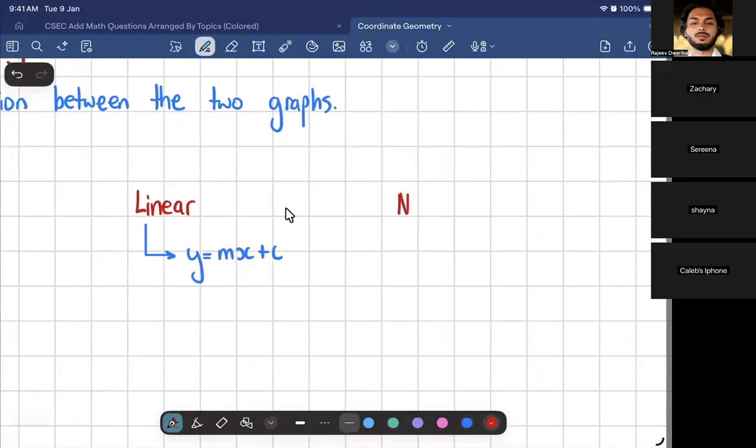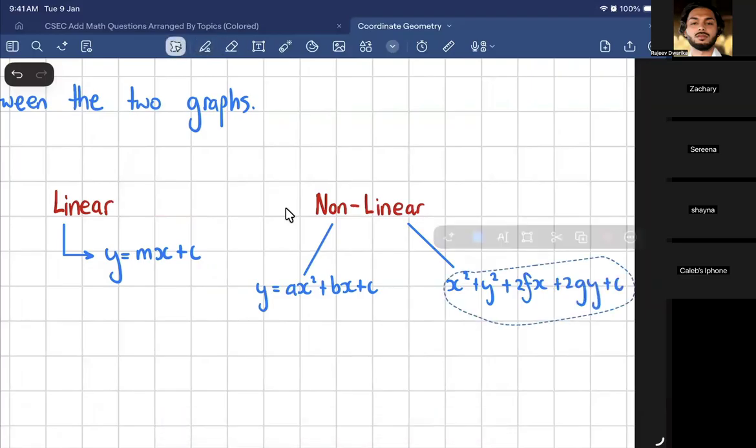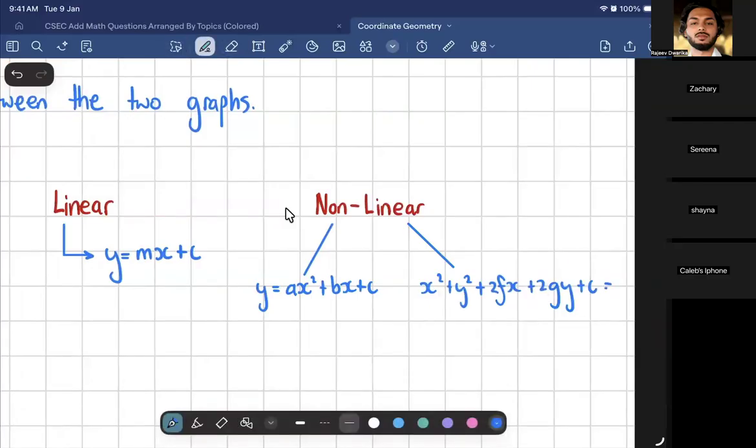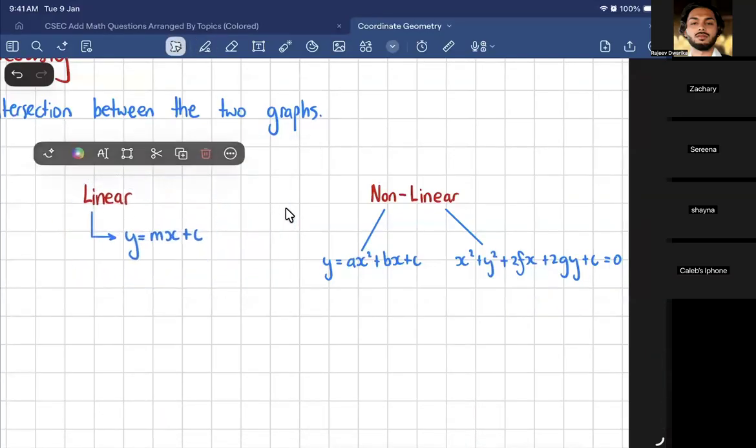Guys, give us some examples of nonlinear now. There are so many examples. You can tell me y is equal to ax squared plus bx plus c. What's another one we'd be dealing with in this topic? Circles too. So you can tell me x squared plus y squared plus 2fx plus 2gy plus c. And there are many more. So do we understand what a linear function would look like and then a nonlinear function?